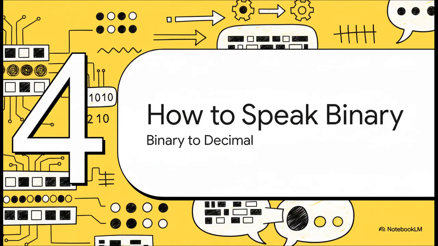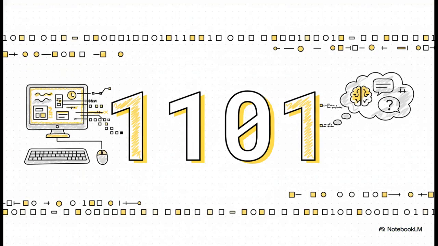Okay, final section. Let's really learn how to speak this language. Now that we know the rules, we can actually start translating from machine speak back into human. So let's say a computer flashes this number at you, 1101. It looks like total gibberish, right? But it's not. It's a perfectly good number. So what is it actually saying to us?